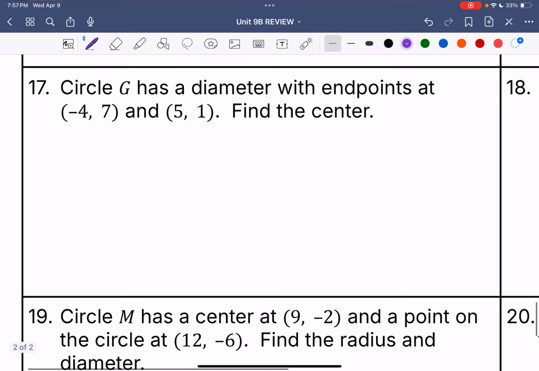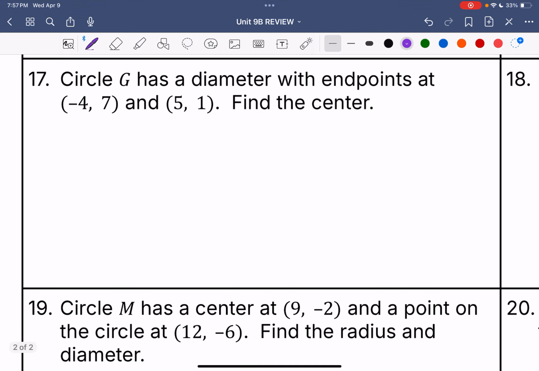Okay, next one. Circle G has a diameter with endpoints at -4, 7, and 5, 1. Find the center. So this is just midpoint formula. This is pretty simple to find. But what this is essentially saying is you have a circle. And then, of course, that circle has a center right in the middle. A diameter would be going through that center point.